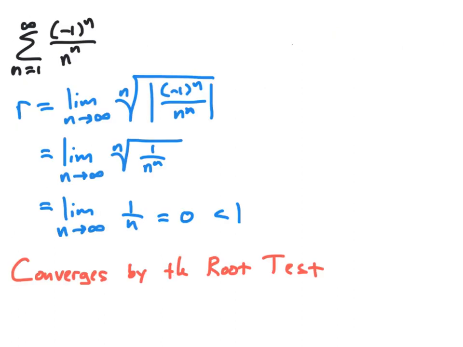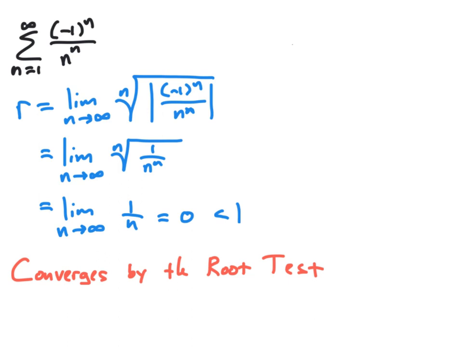For our first series, we want to compute r, which is the limit as n approaches infinity, of the nth root of the absolute value of negative 1 to the n over n to the n. Notice that because of the negative 1 to the n in the numerator, we do need to compute the absolute value here, so that when we take the nth root of our expression, this expression is actually defined.